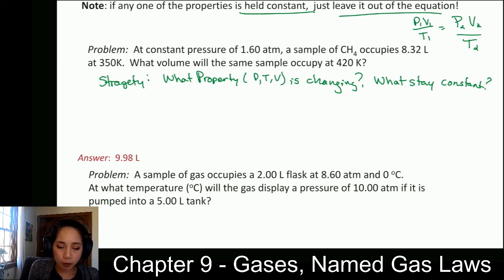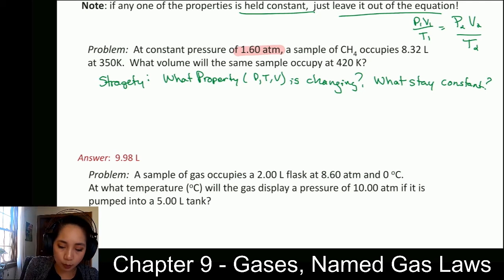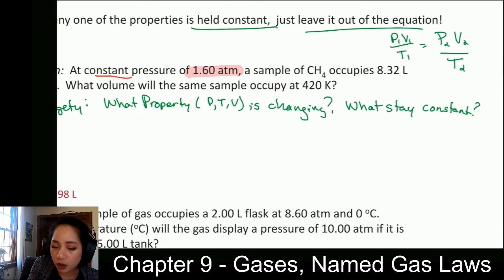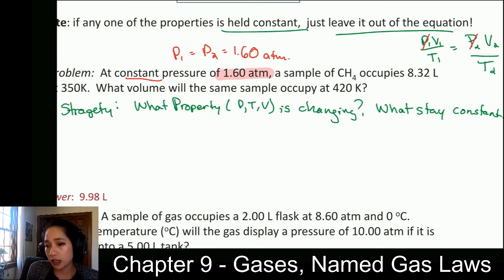So let's look at this problem. So we have at a constant temperature, that's a hint, of 1.60 atm, a sample of CH4, that's our sample, occupies 8.32 liters at 350 Kelvin. At what volume will this same sample occupy at 420 Kelvin? All right, so let's break this down. So pressure here is staying constant. So when using the combined gas law, we don't have to include pressure, but we can. So I'll just write here P1 equals P2. That's what it means when it says the pressure is remaining constant. P1 equals P2, and it equals 1.60 atm. So we don't have to include that in the equation. But if you do, you'll still get the same answer. You just have to make sure you have 1.60 on both sides of the equation.